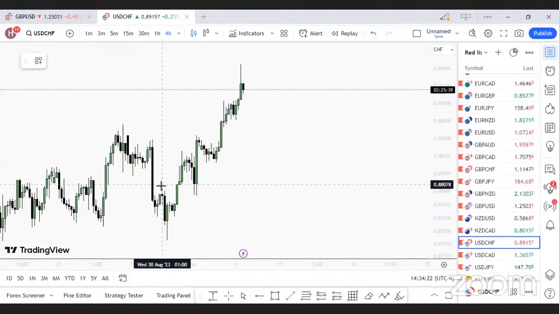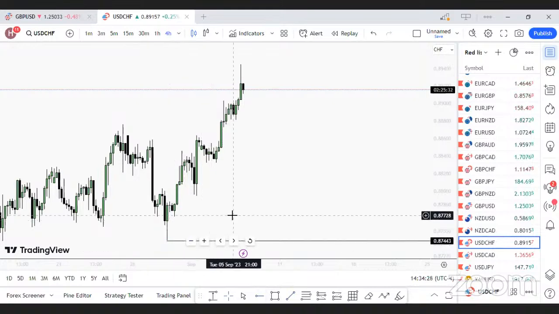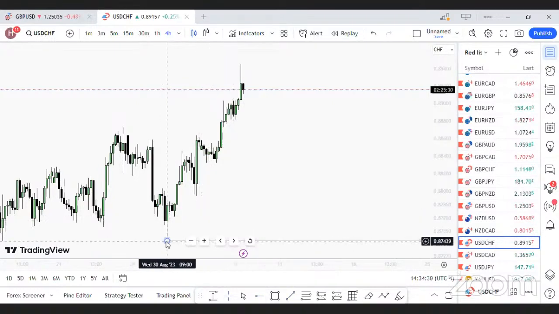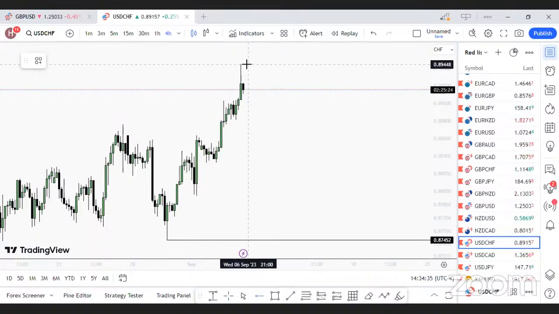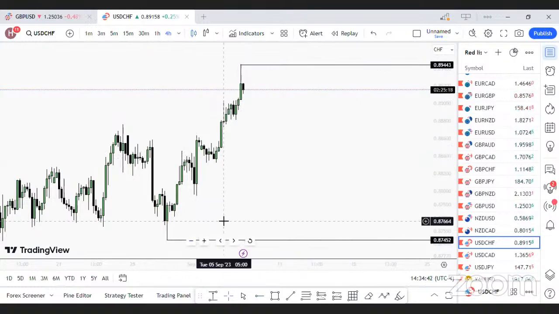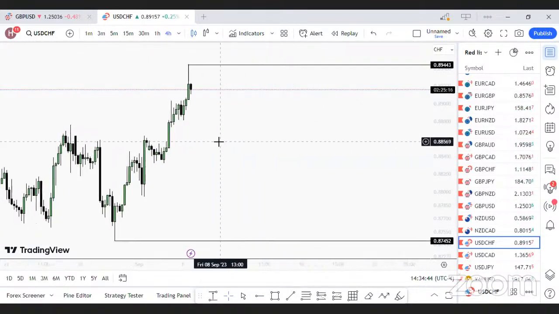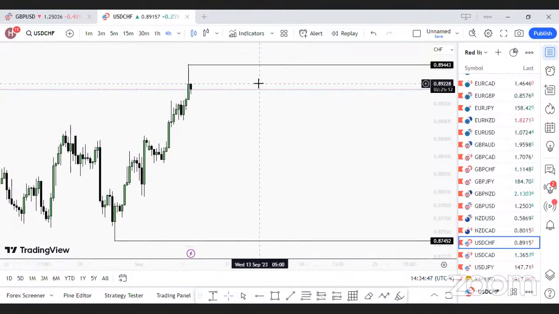So you see the market, we have a low here. We have a low, and then we have this high. Guys, please don't let this confuse you. I'm marking out my low and my high. Don't let it confuse you.